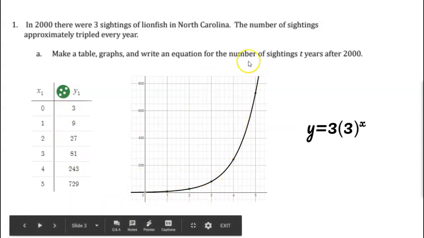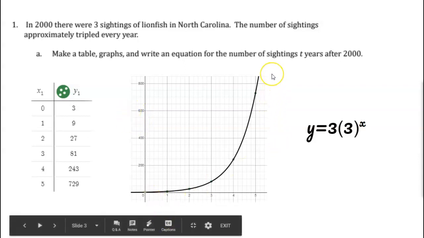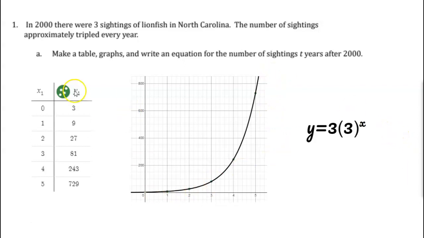So I've got a couple of graphs that I made, the one with just my points and then the one based on my equation. Helps me double check myself and make sure that I've got a good model for this situation. So this is now a model that would predict how many lionfish sightings we would expect in North Carolina after so many years after the year 2000.